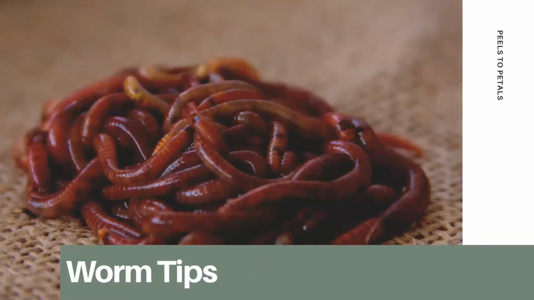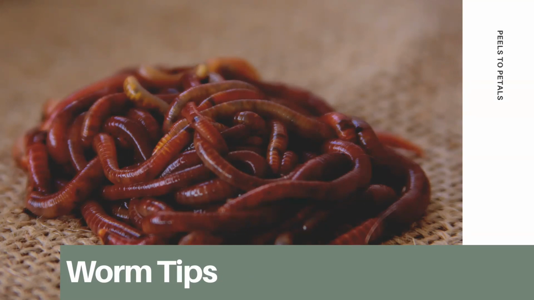Red wigglers are very easy to care for. Here are a few tips for keeping your worms happy and your colony thriving. Feed them once a week, 1 to 2 cups of food. Large amounts of food less often equals fatter worms. Smaller amounts of food more often equals faster reproduction. Keep your worms in a temperature range of 10 to 25 degrees Celsius. Change or add bedding every 4 to 6 weeks. Harvest castings twice a year or every 6 months.